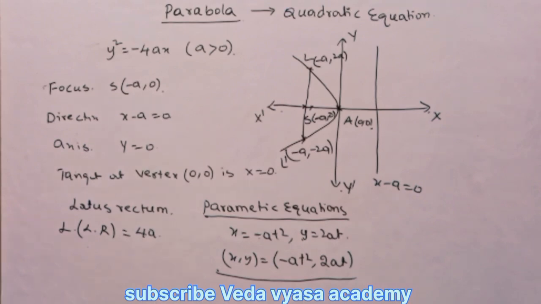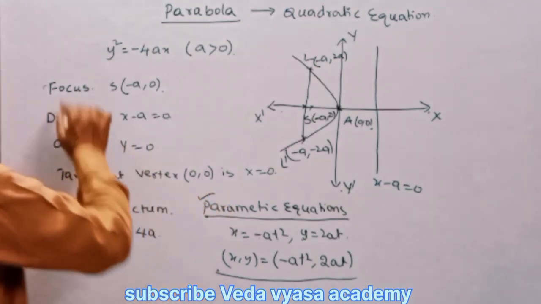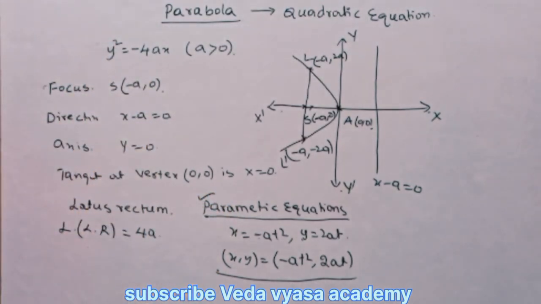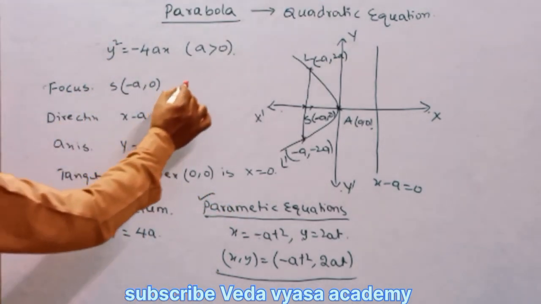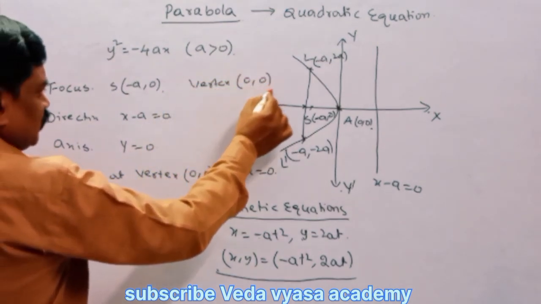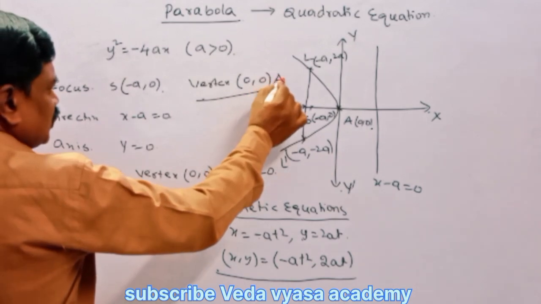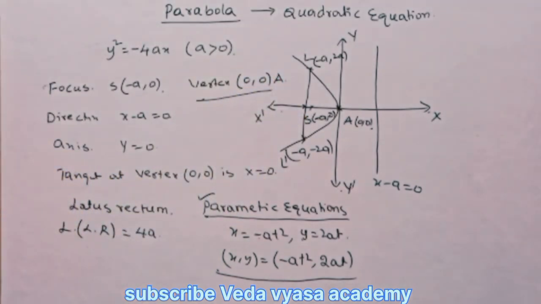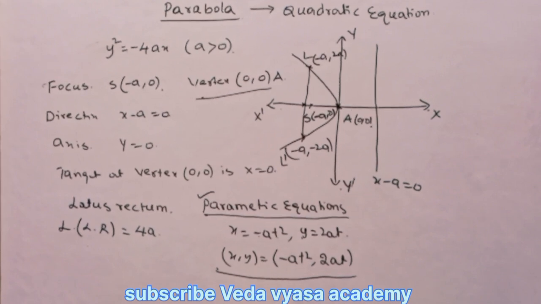Okay, all of you. This is the parametric equation of the parabola, and what is the vertex? Vertex is 0 comma 0. This is represented by a. This is the directrix and axis of the parabola, vertex of the parabola, length of latus rectum. These are very important.